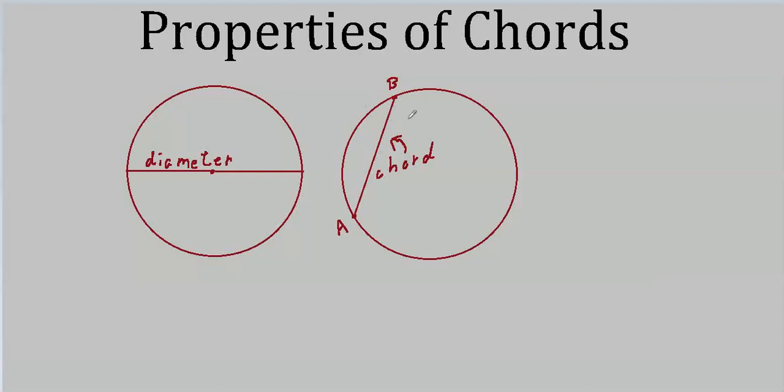This regular old run-of-the-mill type chord, this again breaks the circle up into 2 arcs, a minor arc, AB, and a major arc, which I would have to put a point over here if I wanted to describe the major arc, because remember, we always call the small one just by the 2 endpoints. The large one, we have to include some middle point to make it clear that we're talking about the major arc. So the chord breaks us up into ADB and AB.